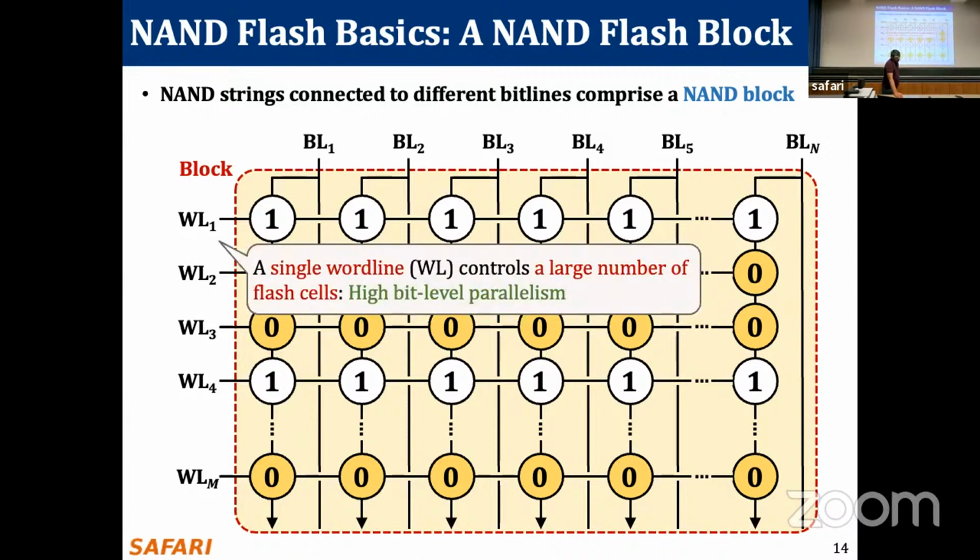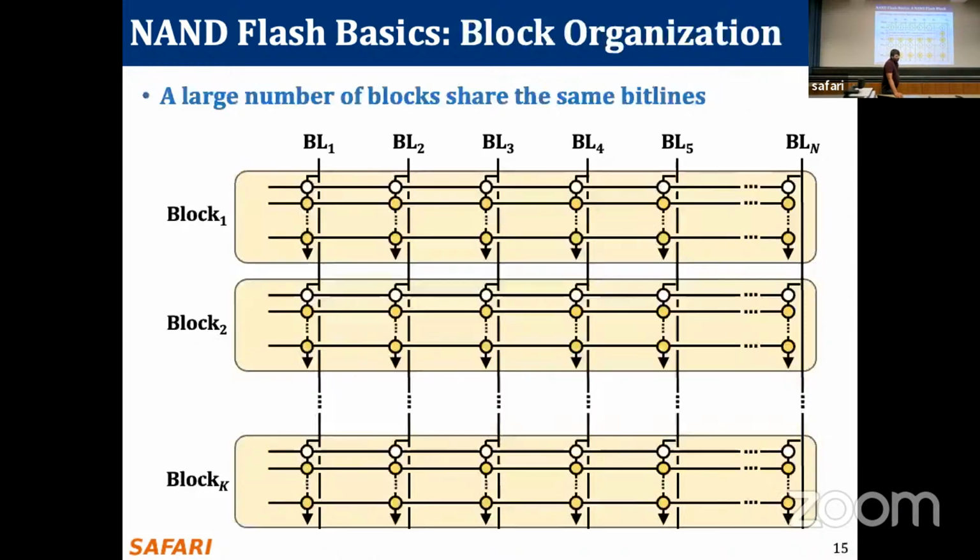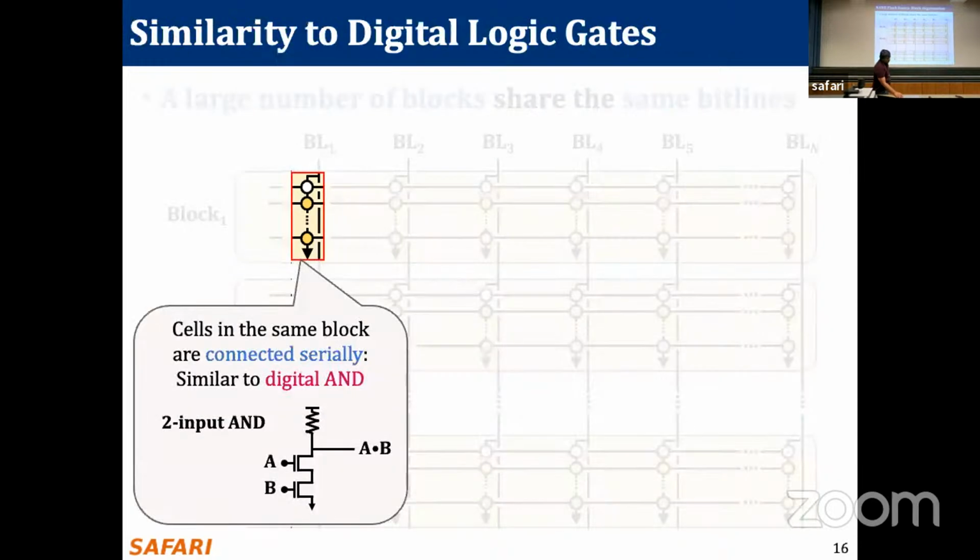So a single word line controls a large number of flash cells, and this provides high bit-level parallelism. So that was the organization of a single block. Now we have multiple blocks, and the key insight is that these bit lines are shared across these multiple blocks, and each of these blocks will have different NAND strings connected to the bit line.